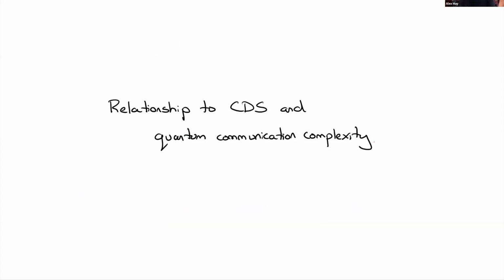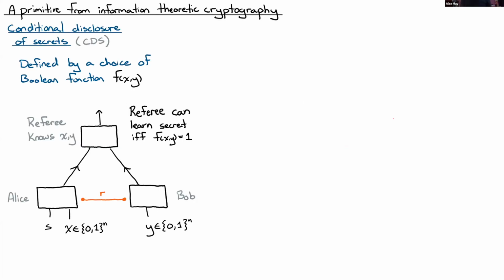Next, what I want to describe is a relationship between this F routing setting and a primitive in information theoretic cryptography called conditional disclosure of secrets, and how this new technique for bounding F routing gives us a new technique for bounding CDS. So let me describe in detail what this CDS primitive is, or conditional disclosure of secrets.